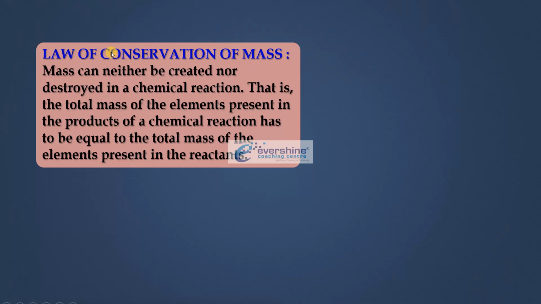They may ask you, state the law of conservation of mass. Then you are supposed to write this answer: mass can neither be created nor be destroyed. The total mass of the elements present in the product of a chemical reaction is equal to the total mass of the elements present on the reactant side. So the total mass of the reactant side should be equal to the total mass of the product side. That is what we call the law of conservation of mass.